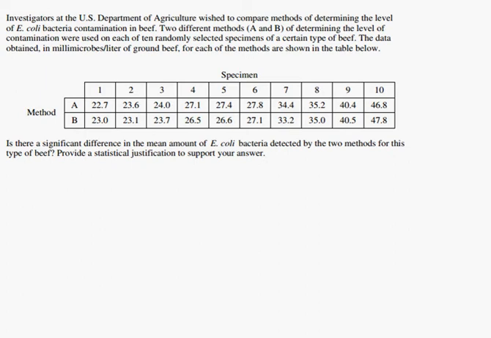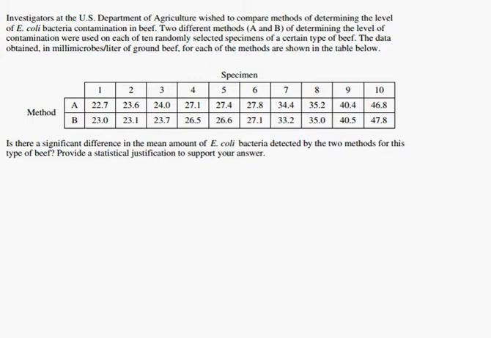This is 2007, AP question number 4. Let's read it. Investigators at the U.S. Department of Agriculture wish to compare methods of determining the level of E. coli bacteria contamination in beef. Two different methods, A and B, of determining the level of contamination were used on each of 10 randomly selected specimens of a certain type of beef.